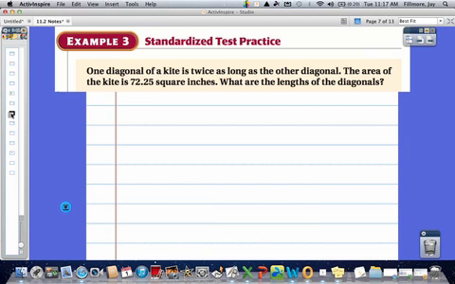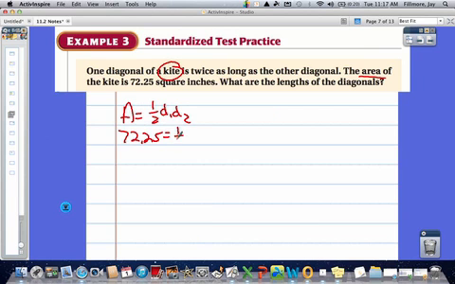One diagonal of a kite is twice as long as the other. The area is 72.25 square inches. What are the lengths of the diagonals? First of all, it's a kite, so we're going to use our area formula for a kite since we are given the area. So the area is 72.25.